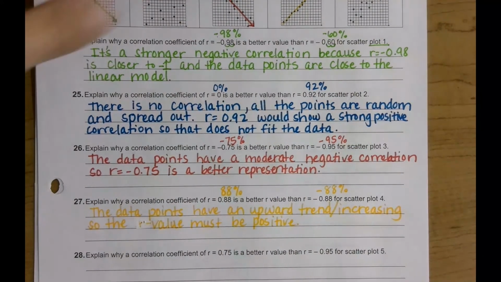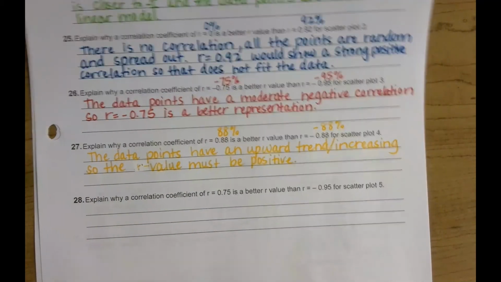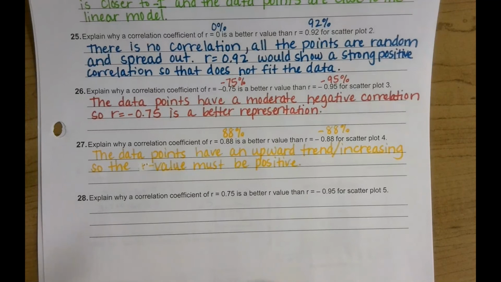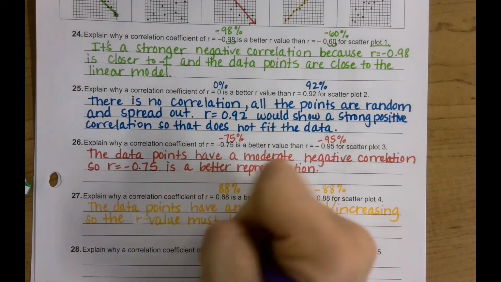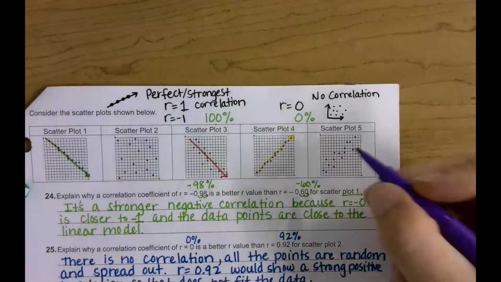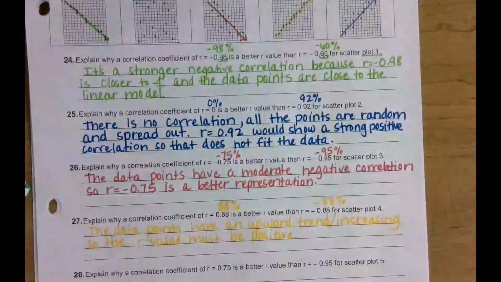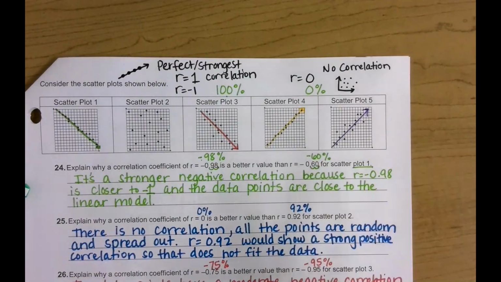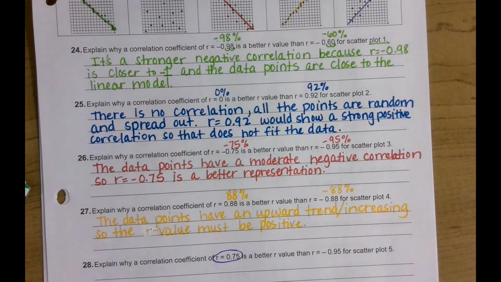All right, last one. Explain why a correlation coefficient of r equals 0.75 is a better r value than r equals negative 0.95 for scatter plot 5. Again, one is positive, one is negative. So let's go to scatter plot 5. I see that this data is also increasing. And it's more moderate. The points are not super close to the line. So that would make r equals 0.75 a better fit.